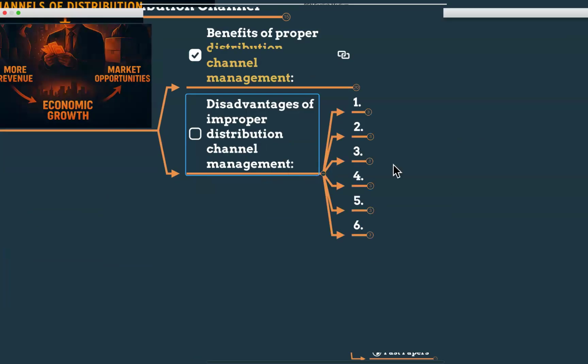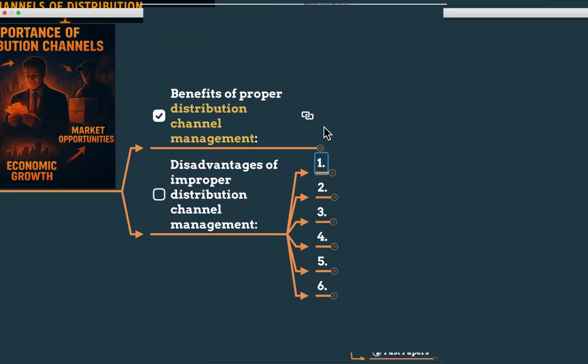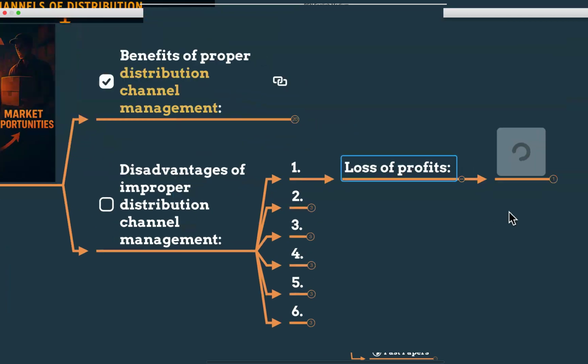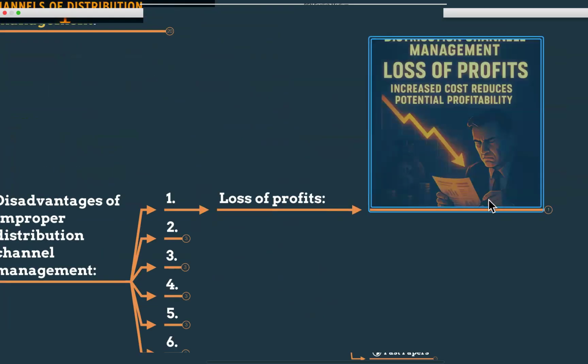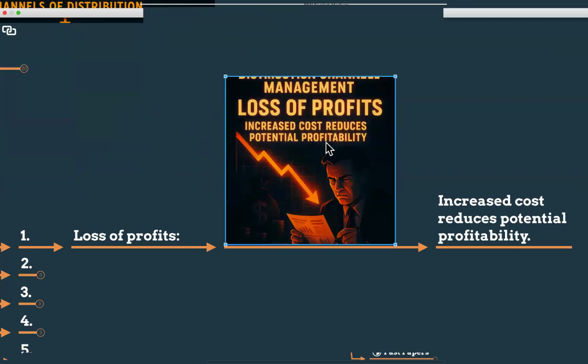And let's move to the disadvantages of improper distribution channel management. If you are not managing your distribution channel, whether it is a single intermediary or multi-intermediary, it will give you disadvantages. What? You will lose your profits, right? Because if you can't manage it properly, it will add some extra cost that actually is not needed. So cost means expenses, expenses means it reduces the potential profit, right?